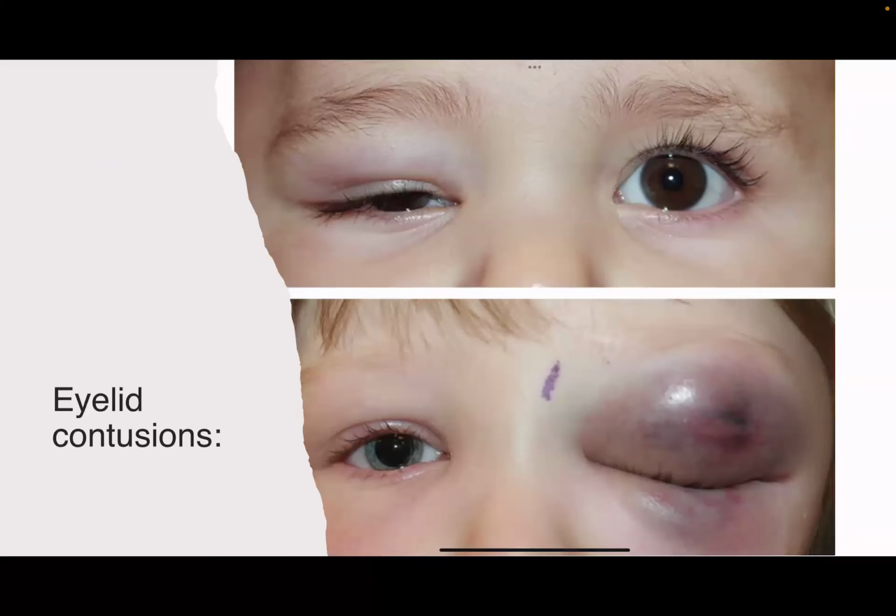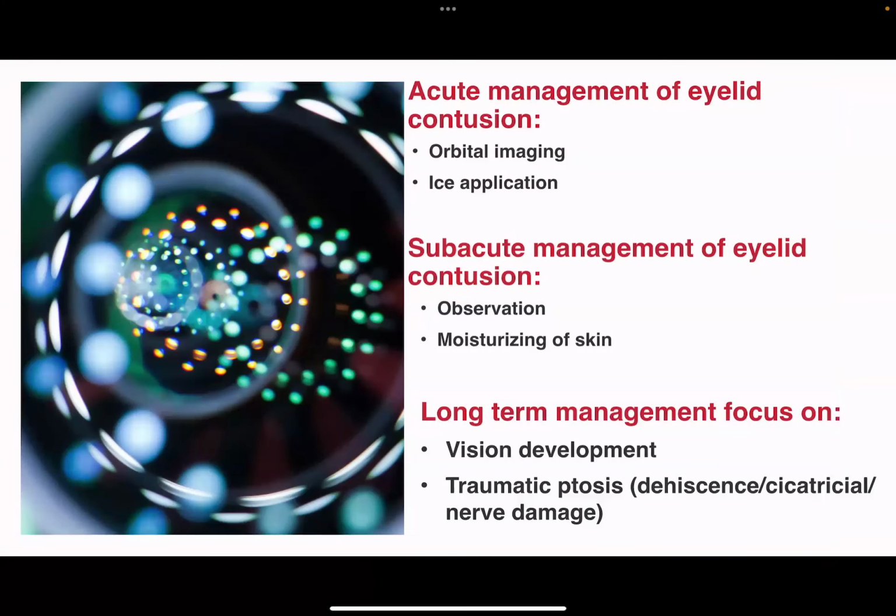Eye globe being open. Here are the acute measures that we have to go through for eyelid contusions. Don't hesitate, when you feel it's indicated, to do orbital imaging. CT scan is always informative. You can get a lot of information that may have been missed from your initial assessment.